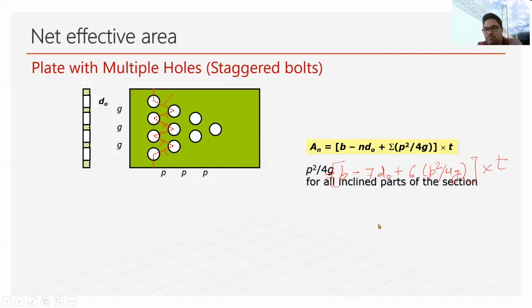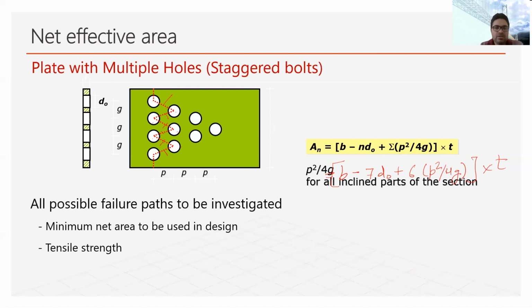So P square by 4G will be for one inclined plane. Now in our case, there are 6 inclined planes, so we have taken 6 multiplied by P square by 4G. In case of such a staggered manner, we consider all the possible sections.